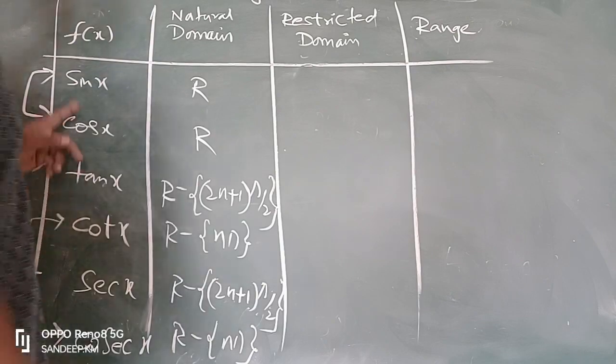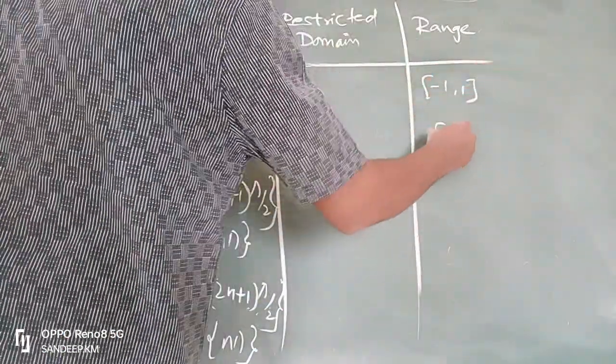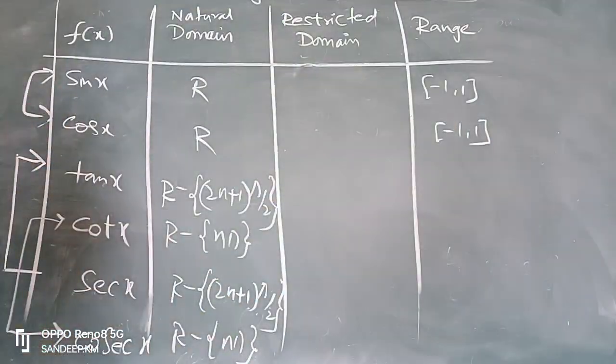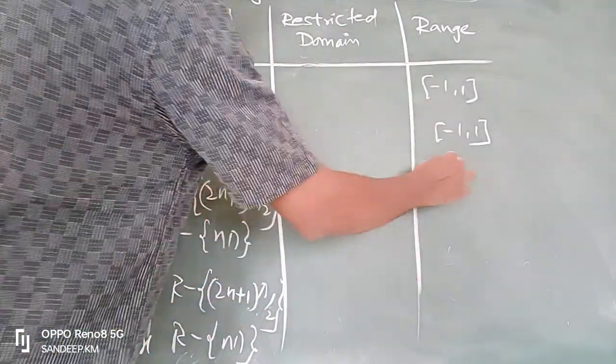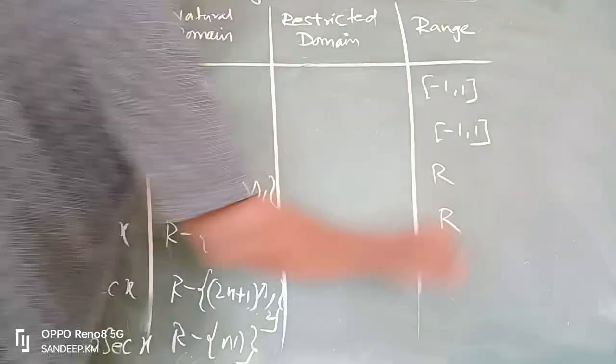And similarly, the range of sin x and cos x is minus 1 to plus 1. The range of tan x and cot x is the same. The range of tan x is any real number. The range of cot x is any real number.